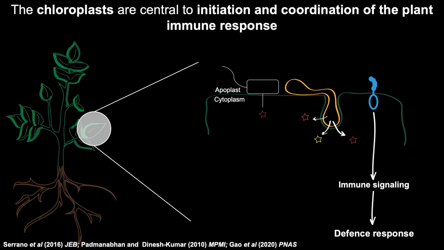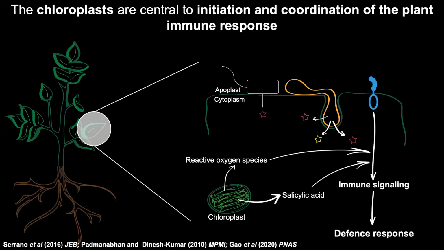And the chloroplasts have a key role in initiating and coordinating the plant immune response. Firstly, not only is immunity an intensely energy demanding process, and that energy comes from the photosynthetic processes of the chloroplasts, but the chloroplasts are also the site for the synthesis and release of a number of key pro-defense molecules, such as reactive oxygen species, and importantly for immunity against biotrophic pathogens such as rust fungi, salicylic acid.